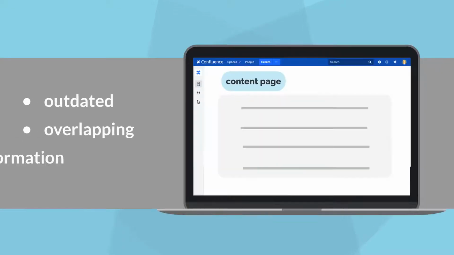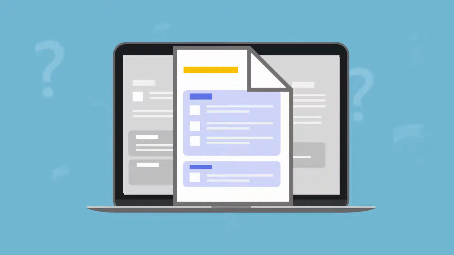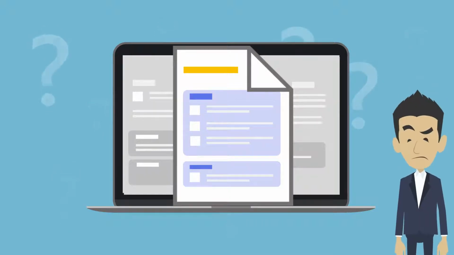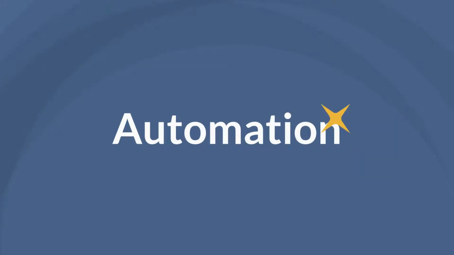Outdated, overlapping or even false information complicate the search for the right information. And who wants to review thousands of pages manually? Nobody, of course. Automation is the key to clean up your wiki. How do you do it? First, you need to get the data.